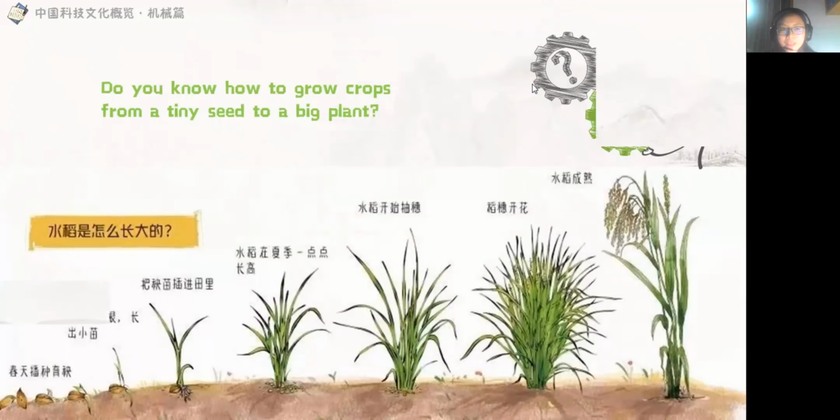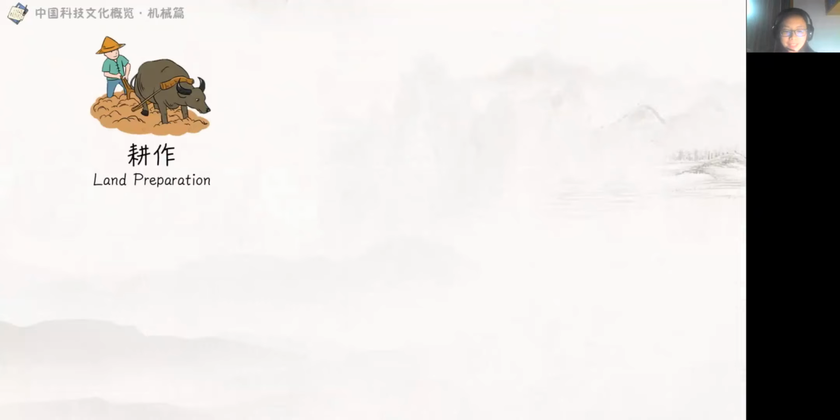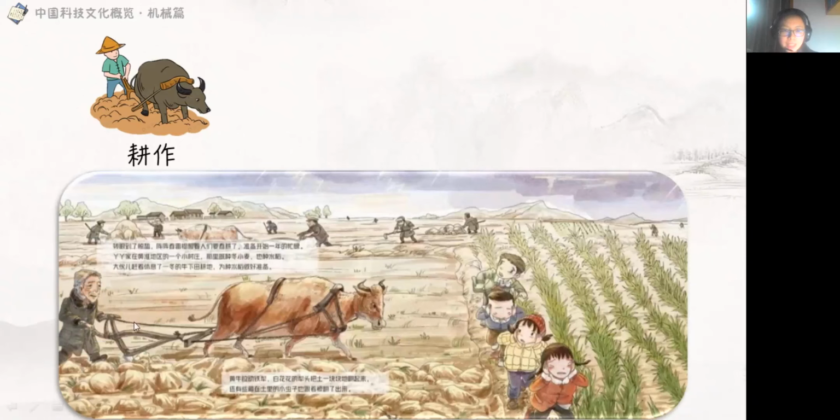Let's see these three main steps one by one. First one, soil. First, land preparation. You need good soil, healthy soil, because it all begins with soil. Let's see this image. You can see this person is preparing the land using tools, and here is the ox.